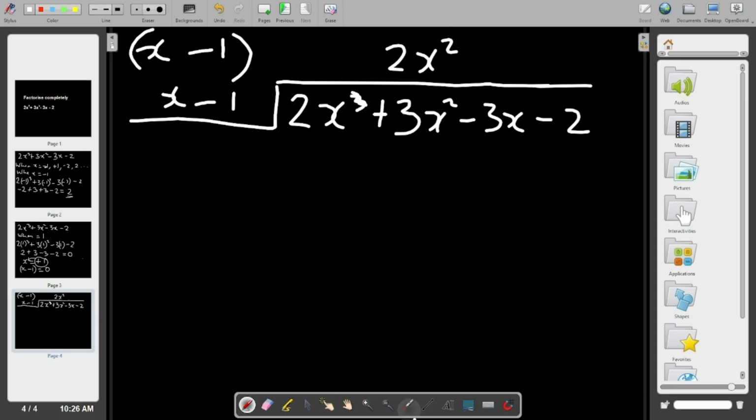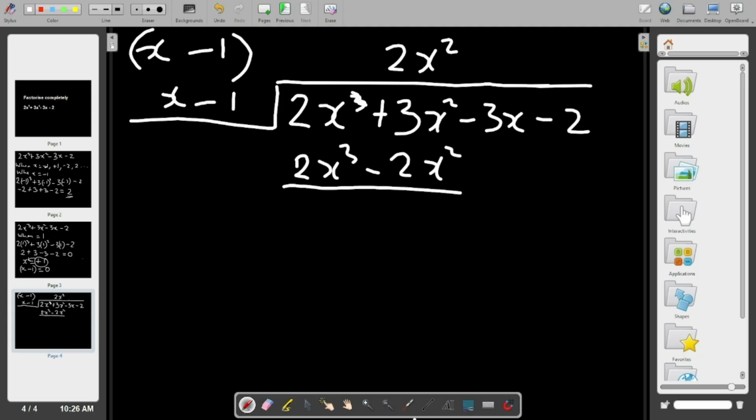Then you now go like this. 2x squared times this x is going to give us 2x cubed. You write it here, just below this 2x cubed, so that it will just align with it. Okay, so you now have 2x cubed. Then you now use this 2x squared to multiply minus 1. 2x squared times minus 1 will give us minus 2x squared. You come here and write it here. So here will now be minus 2x squared.